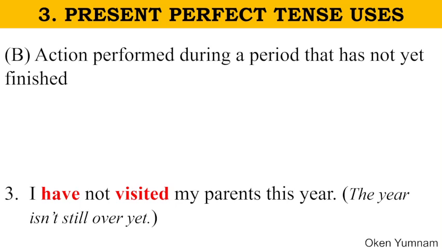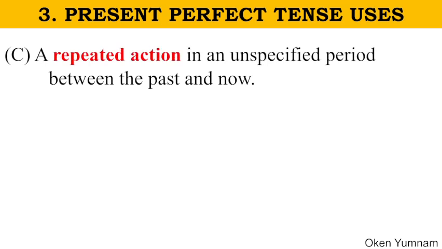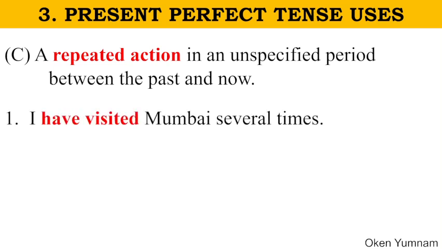So these are actions performed during a period that has not yet finished. The year is not yet finished. Next use is a repeated action in an unspecified period between the past and now. See here, I have visited Mumbai several times, but when is not mentioned; it is in the past. Between the past time and now, you have visited Mumbai several times.